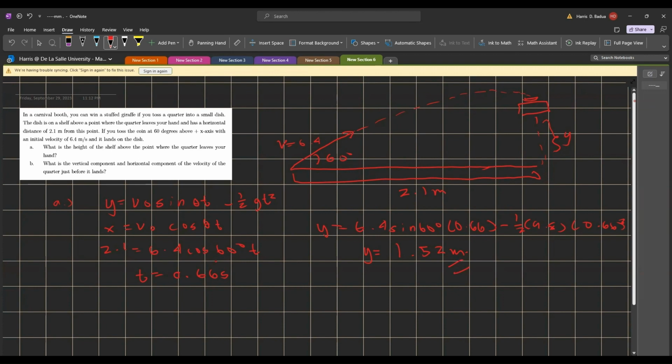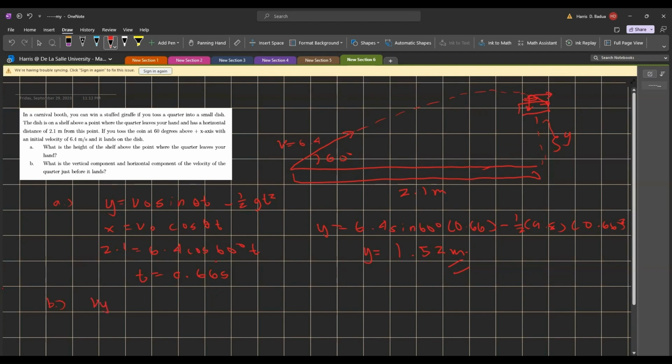Next naman is for letter B. Hanapin lang natin yung vertical and horizontal component just before it lands. So hanapin natin yung velocity niya going here and here. This is the vertical and that is the horizontal. So to solve for that, read lang natin to. Then the formula for, let's solve for the vertical component first.